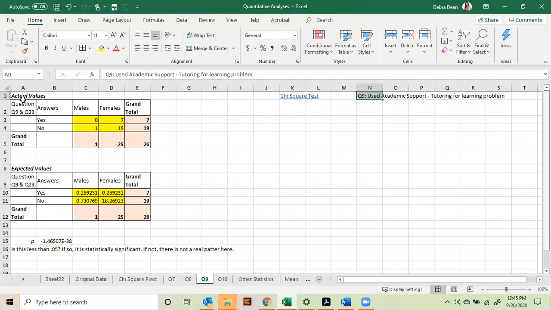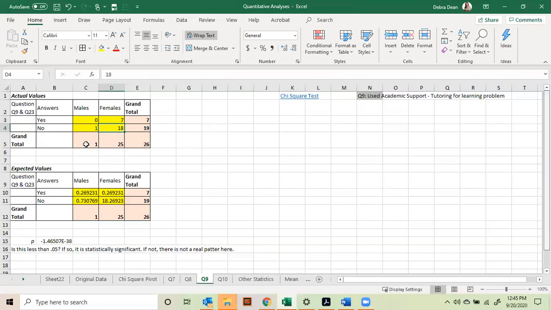Okay, now these are the actual values. So what we did here, we had 7 females that said yes, their grandchild used the support. We had 1 male that said no, and we had 18 females that said no.